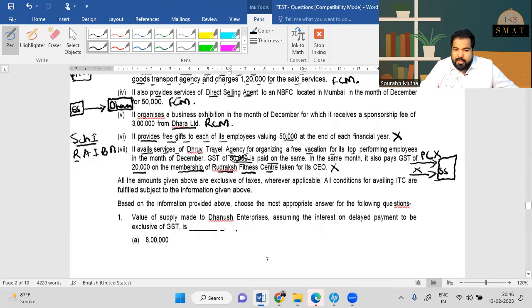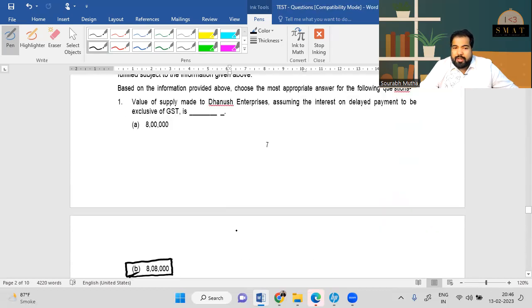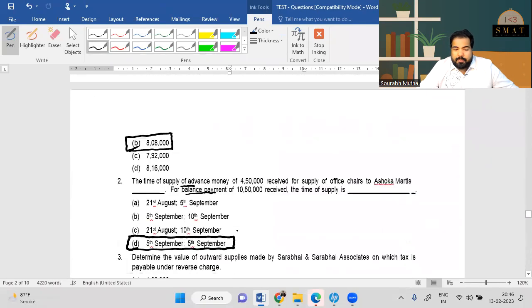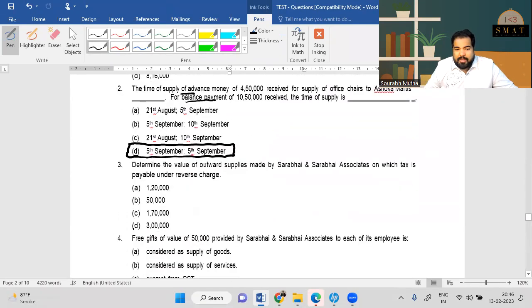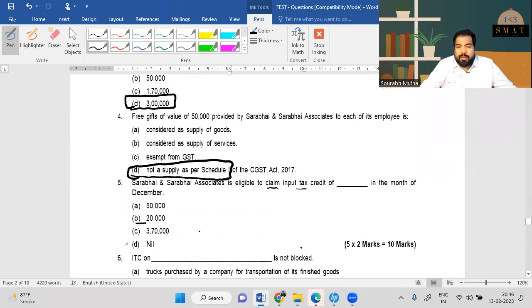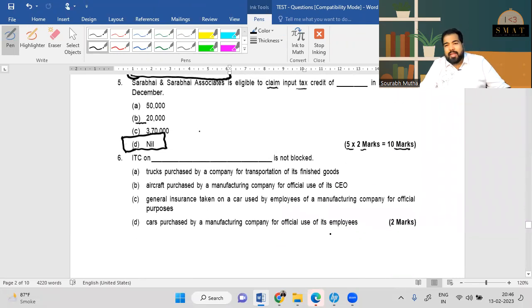All right, so let's see. First one we've already done. Second one we've already done. Determine the value of outward supply under reverse charge. Only one is under reverse charge, which is basically the sponsorship fee of 3 lakhs. So the answer is this. Free gifts of 50,000 is not a supply as per Schedule 1, and is eligible to claim input tax credit of how much? The answer is nil. So excellent. 5 questions into 2 marks, 10 marks is done. MCQs can be very valuable to clear your exams if you do them really well. But don't worry, if MCQs are difficult, the descriptive you'll make up for it.